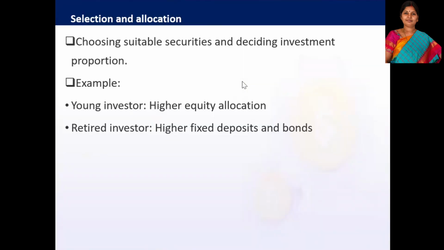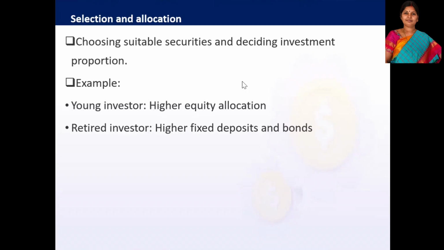Next, selection and allocation. You have to select particular investment or security and decide how much of proportion you want to make, right? For example, if you are having 10 lakhs rupees with you, you decide how much you want to invest in gold, how much you want to invest in shares, how much you want to invest in mutual funds, how much you want to invest in bank deposits. Like that you decide and select investment proportions.